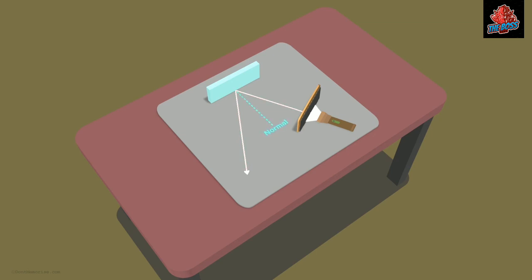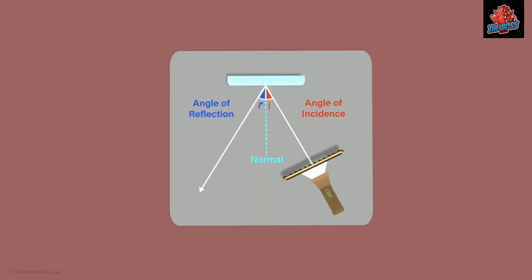Remember, normal is a perpendicular line drawn at the point of incidence. What are these two angles called? This angle is called angle of incidence and represented by I, while this angle is called angle of reflection represented by R. Measure these two angles with the help of a protractor.